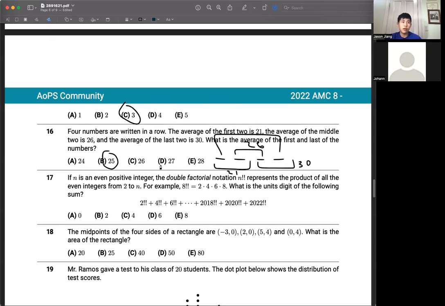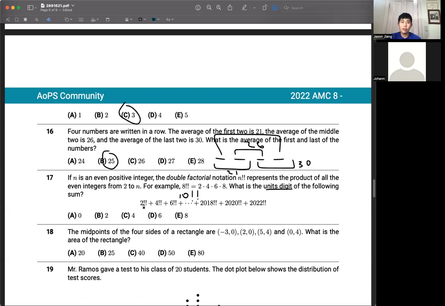Okay, 17. If n is an even positive integer, the double factorial notation represents the product of all the even integers from 2 to n. For example, 8 double factorial is 2 times 4 times 6 times 8. We want to know what's the units digit of the following sum, and we're taking the double factorial for all even integers up to 2022. So we're looking at the ones digit. That's a clue because obviously it's not going to be reasonable to calculate all of these, but at 10 double factorial, we're going to see that the units digit becomes 0. And that's going to be true for the entire rest of the sequence.